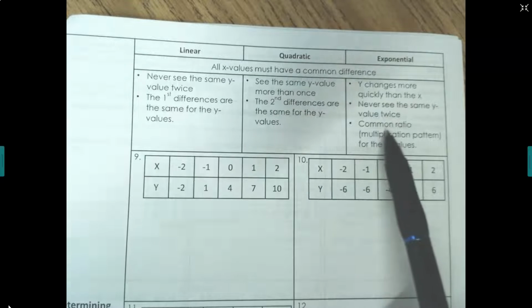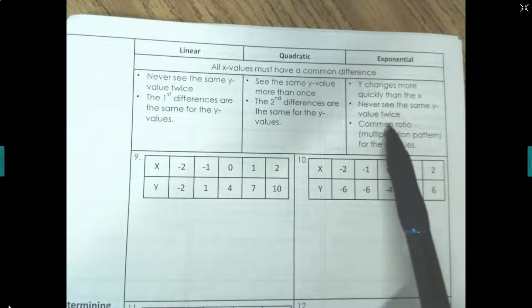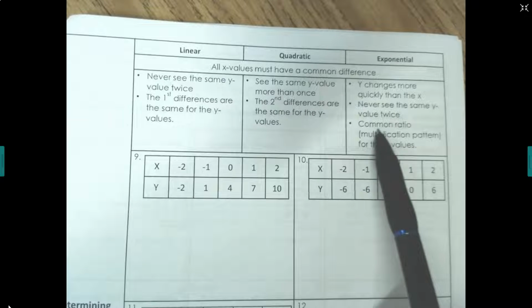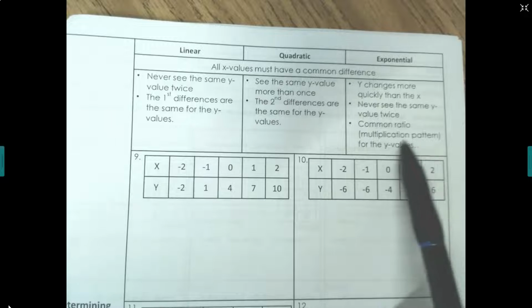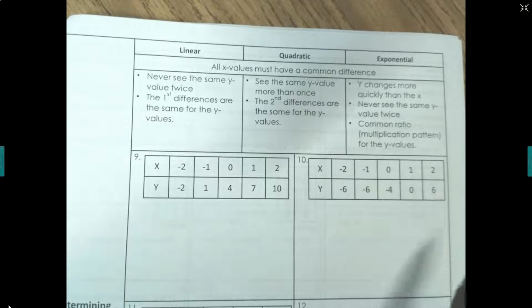And with exponential, you're noticing that the y's change much quicker than the x values do. You never see the same y value twice. And you're going to have a common ratio, or that multiplication pattern like we talked about in sequences, for the y value. So here, let's take a look.